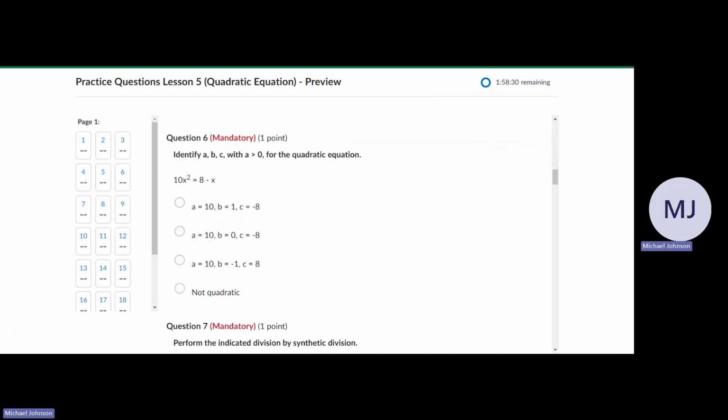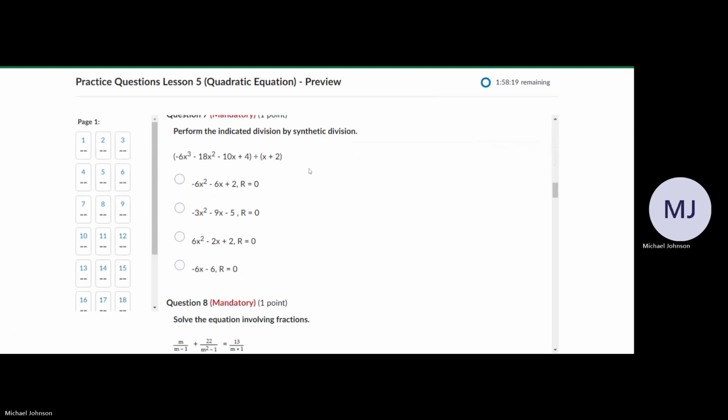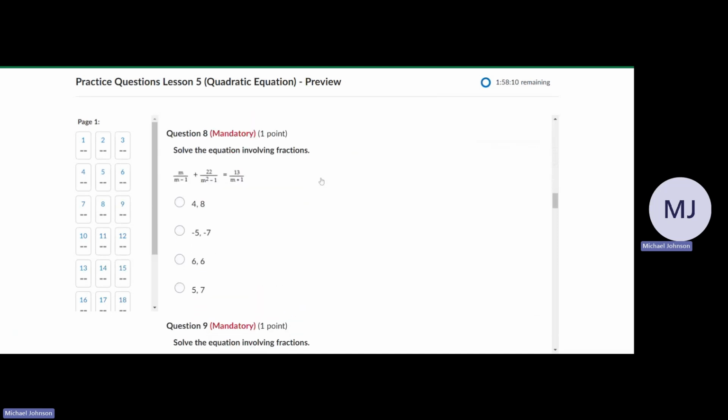And then here, quadratic equation, here, you want to put it all on one side. So bring the 8 minus x over to the left side, and then find out what a, b, and c are for the quadratic equation. Perform the indicated division by synthetic division. So Khan Academy has some good videos on synthetic division I highly recommend watching.